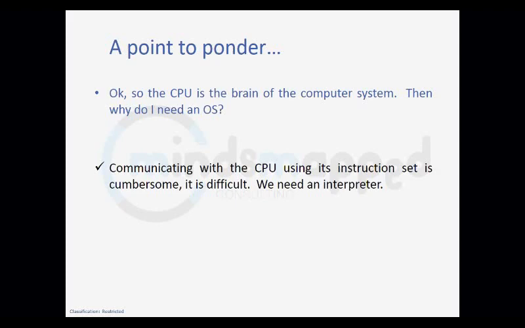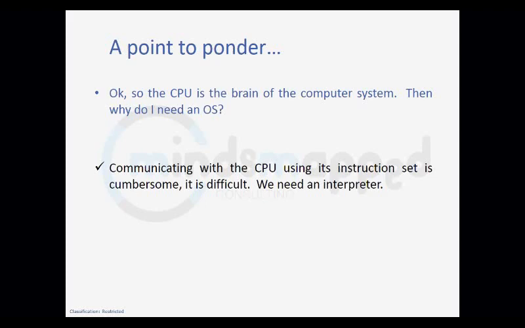So every CPU has its own instruction set, whether it's Pentium or any of the other CPUs. You need to be able to talk to the CPU through the instruction set. Now, if you have had a chance to at least look at 8085, 8086, if not Pentium, talking to the CPU through its instruction set and programming at that level is a very cumbersome process. You have to give very detailed instructions to the CPU.